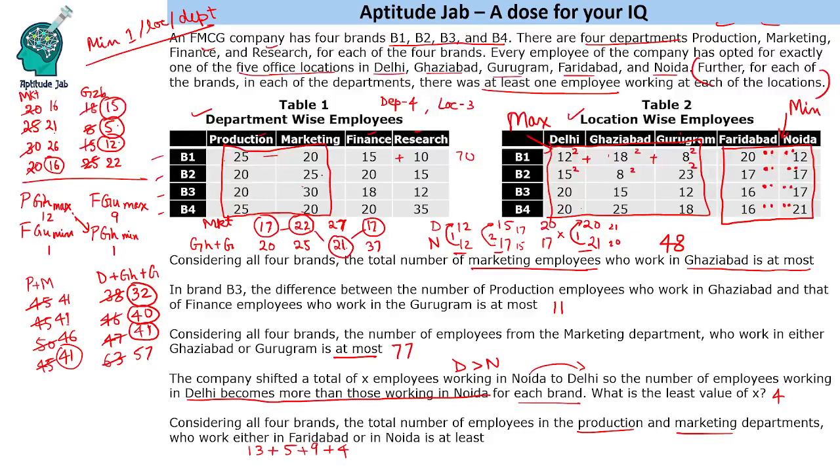So this gives us the least number of employees that can be assigned to Faridabad and Noida of production and marketing departments. Now just total them. So this is 18, 18 plus 13. So we will get the minimum number as 31. So that is the minimum number of employees that can be assigned to this location. So this is the solution to the set and the answers to the questions.